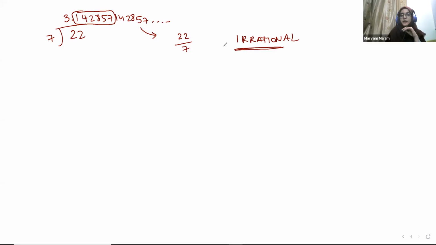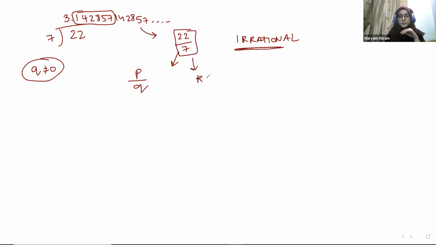Okay. So let's clear a few things out. You guys are on the right track. If you can write something in the form of p by q, where p and q are two integers and q is not equal to 0, this is the formal definition, then it is rational. So basically, all the fractions that we know of, that we've studied till grade 9, all the fractions are rational.